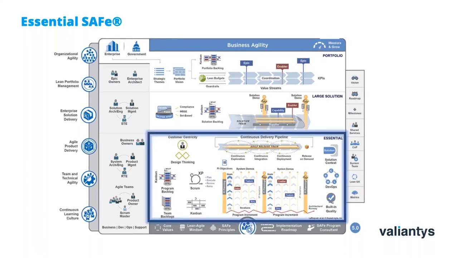Let's look at the Essential SAFe level. In this level, we see a couple of things. We see agile teams together with the product owner and scrum master working on a team backlog. And most likely, the teams will be working in Scrum mode. We see product management, release train engineers, and system architect engineers working based on a program backlog. Most likely, they will be working in Kanban mode.